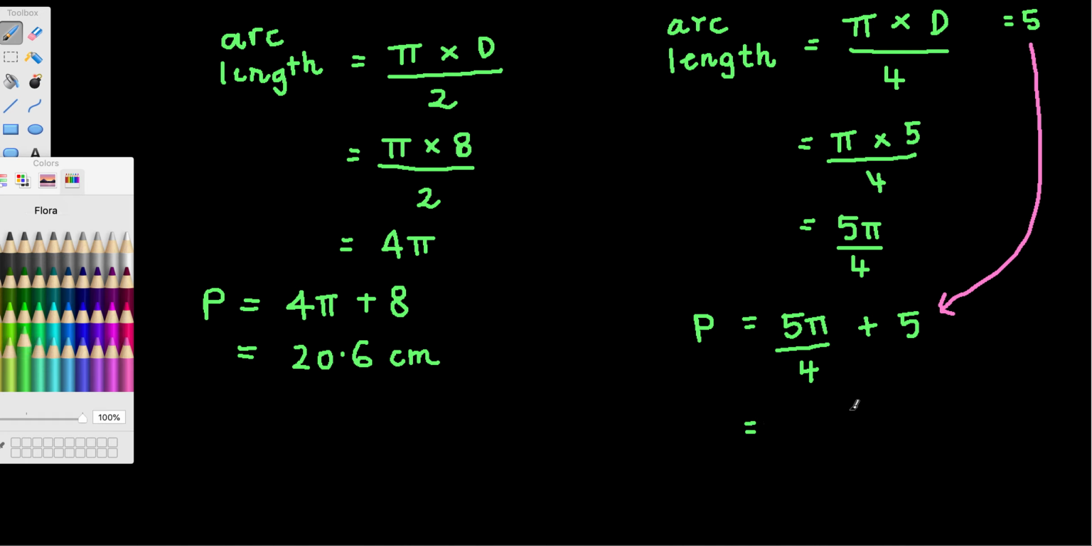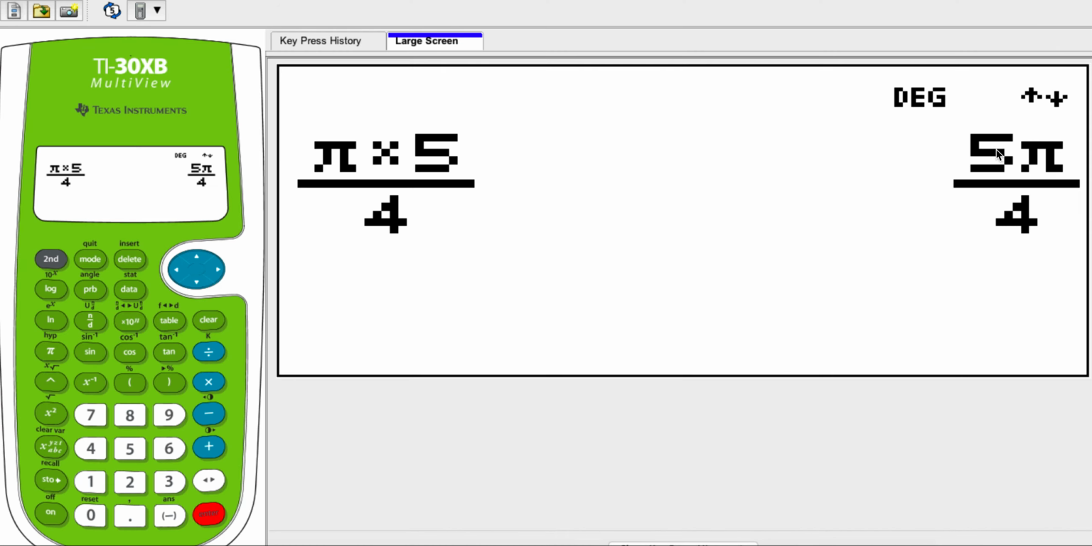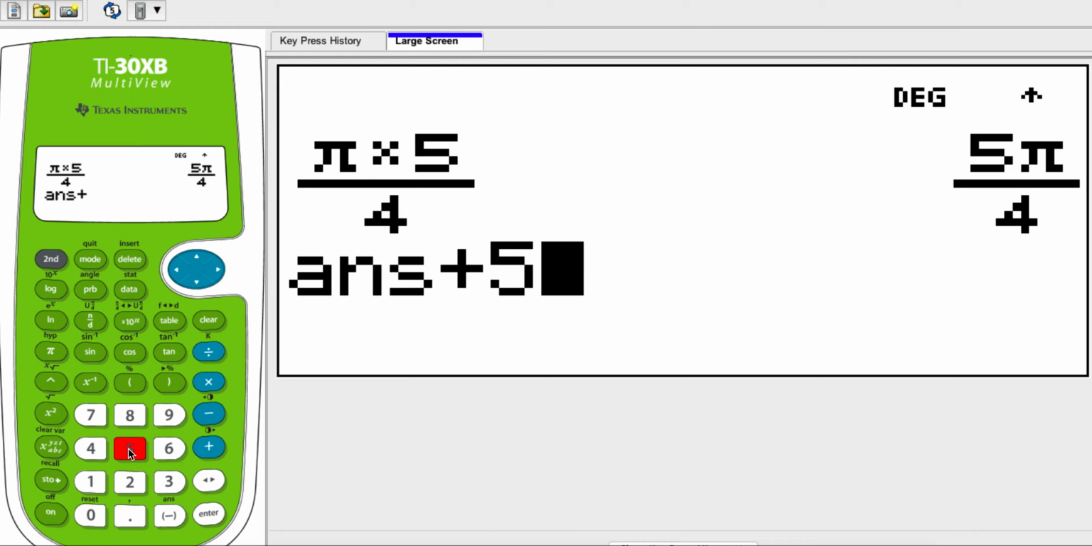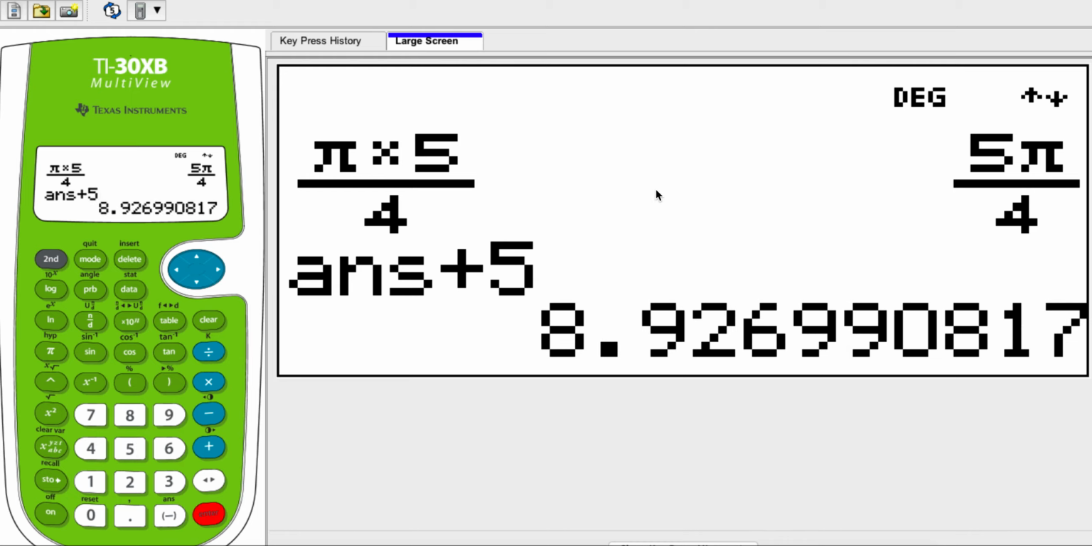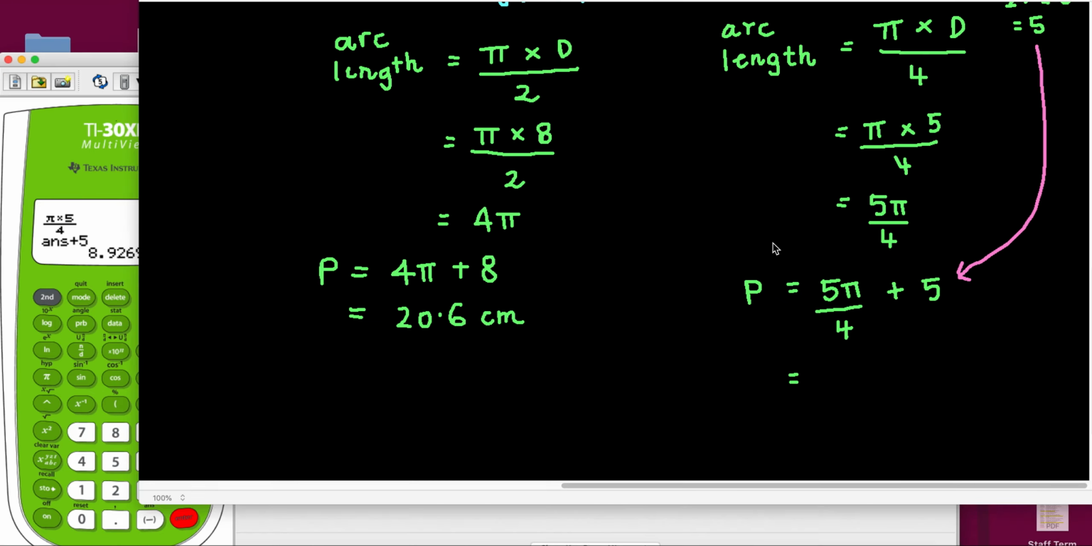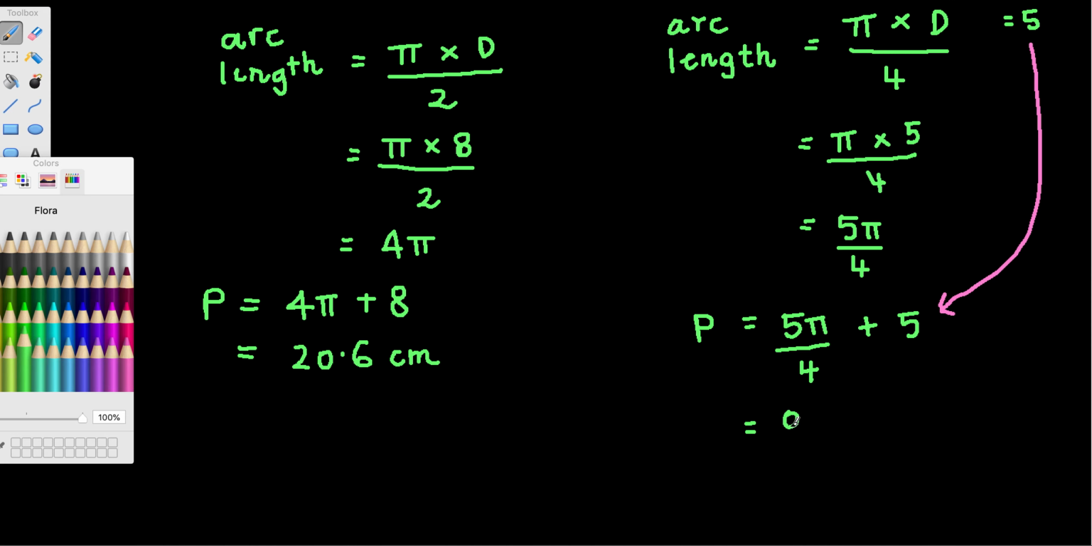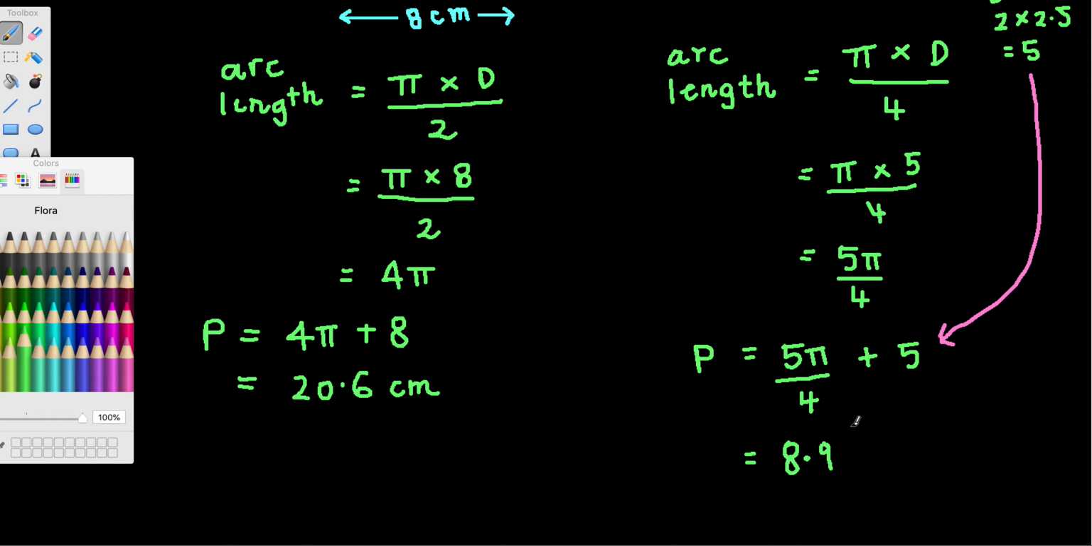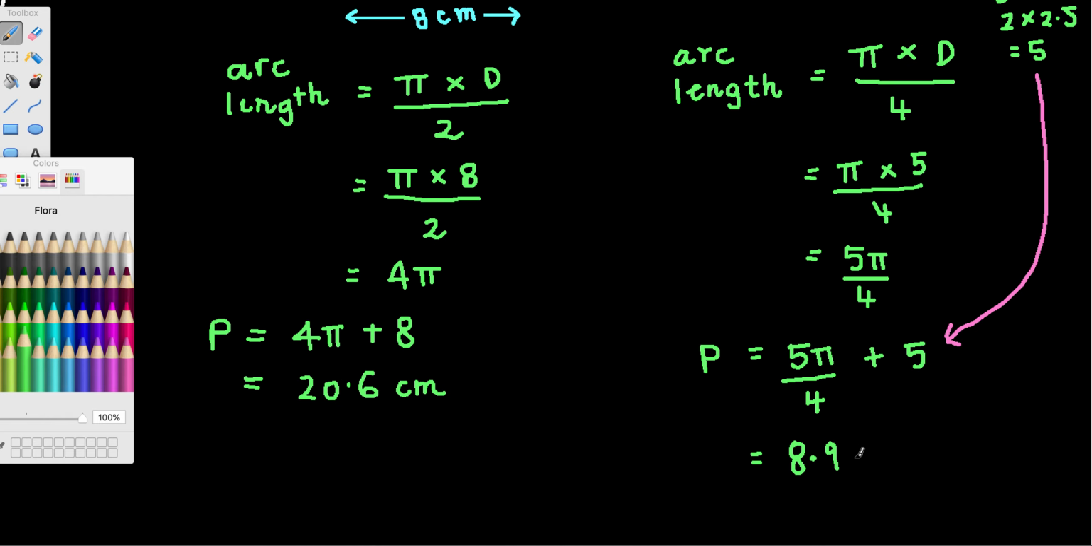And then we finish it off. So if we go back here, I've already got 5 pi on 4 there. So I'm just going to put plus 5 and press enter. And now we'll round it off to 1 decimal place. So I've got 8.9. The next number is a 2, which means that this number can stay as a 9. So 8.9. And the unit was meters.